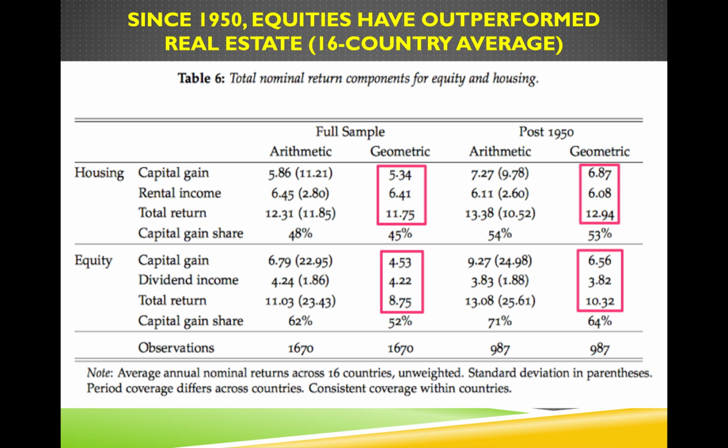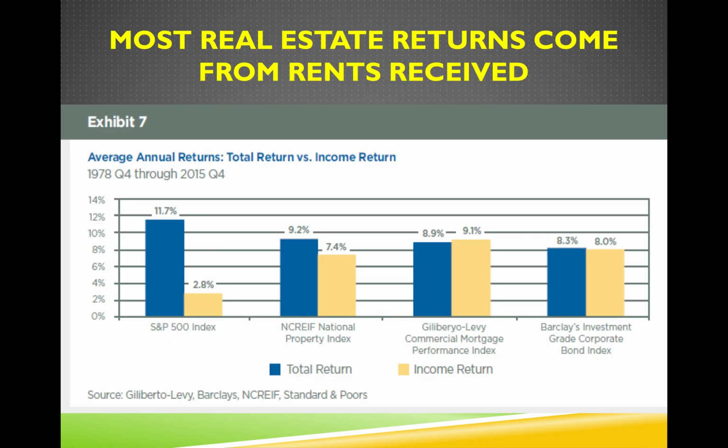Equity or stocks have capital gain and dividend income. Capital gain is the increase in the share price over time, 8.75% over this time period. That's the full sample, but if we look at after 1950, what we see is housing has a 12.94% total return, and the total return for stocks is about 10.32. So that actually looks like real estate is doing better, but that's across 16 countries, by the way. That's not just looking at the United States.